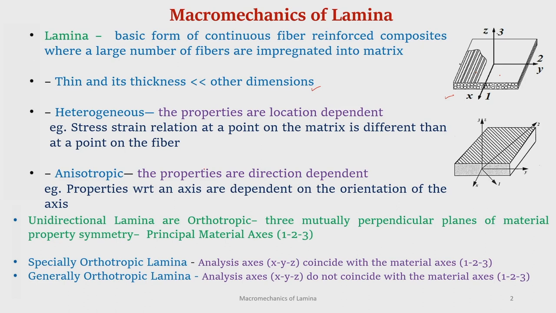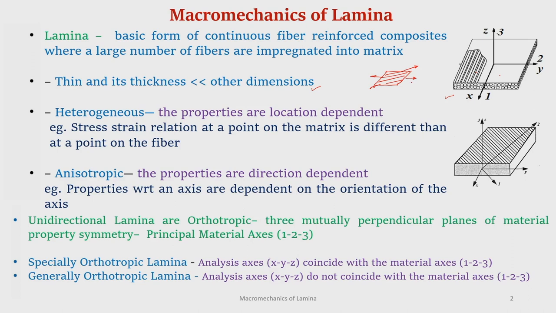Also, we understood that it is anisotropic. Of course, unidirectional laminae are orthotropic. Anisotropic means the properties are direction dependent. And suppose we take a lamina, a unidirectional lamina, and try to see the properties with respect to an axis, its stiffness along this direction will definitely be different if we try to find out the stiffness in any other direction, okay. Therefore, it is direction dependent.